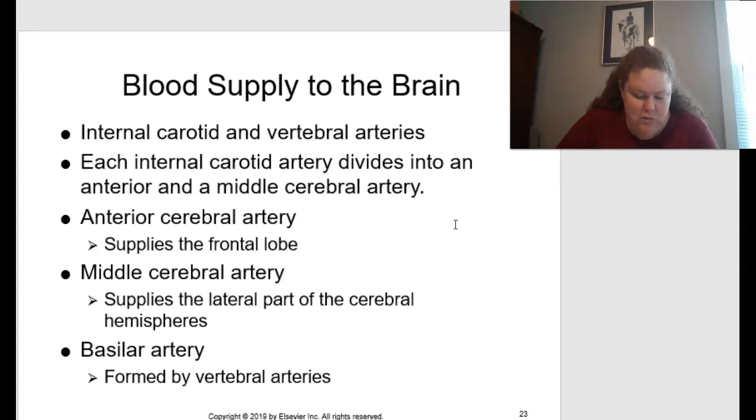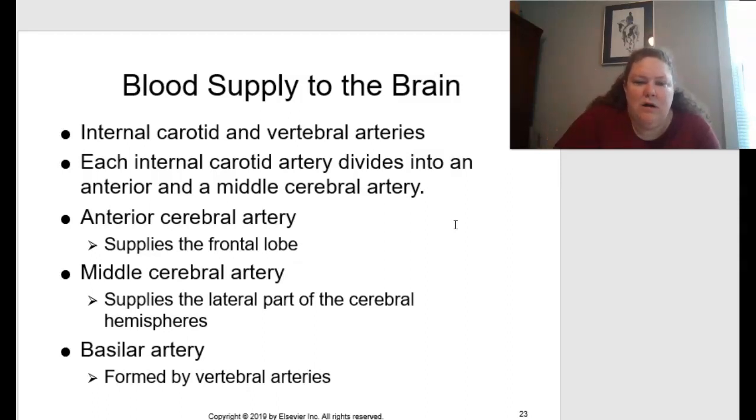So how do we do blood supply to the brain? And this is on page 331. Well, we have our internal carotid and vertebral arteries that are going to supply blood to our brain. Each internal carotid artery is going to divide into an anterior and a middle cerebral artery. That anterior cerebral artery is going to supply the frontal lobe, where the middle cerebral artery is going to supply the lateral part of the cerebral hemisphere.